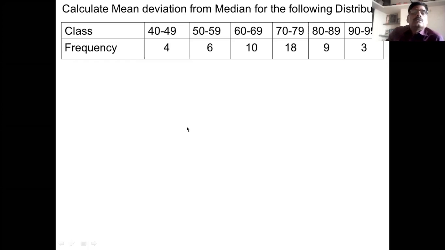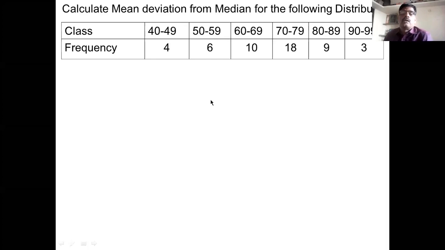Okay, so you see this problem. Yesterday I solved this same problem based on mean. I solved mean deviation from mean. Today I'll solve the same problem, mean deviation from median.